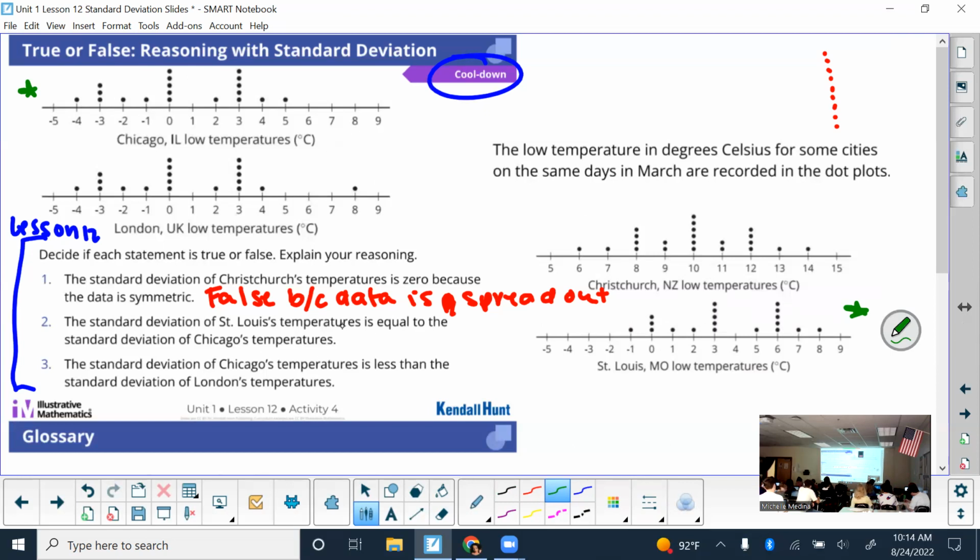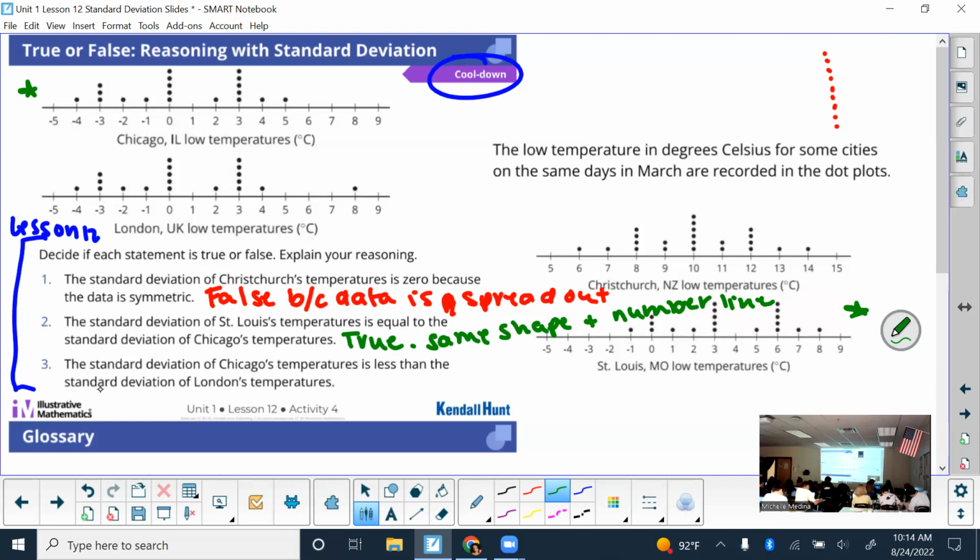So the answer for number 2 should be true. Because they both go up by 1. Or I don't want to say both go up by 1. They have the same variability. They're the same exact shape, and number line, I guess you could say, because the number lines both go up by 1.